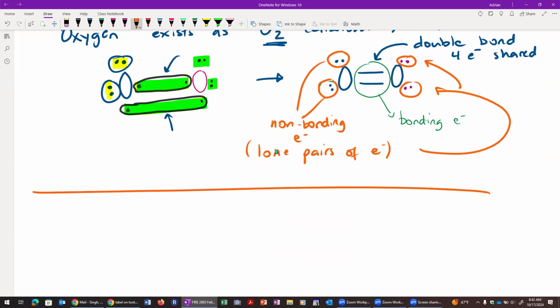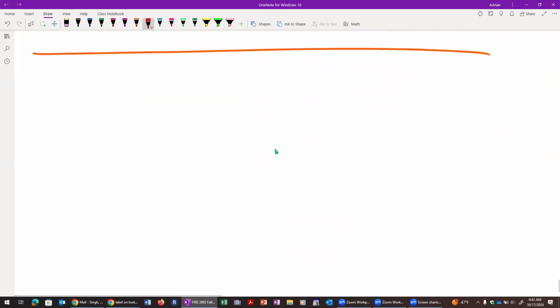Let's take a look at another example. If we have something like nitrogen, again, nitrogen under normal conditions exists as N2, not just N on its own. So it's also diatomic, and we can rationalize now why that's the case. Nitrogen is in group 5, so it's got 1, 2, 3, 4, 5 valence electrons. I have another nitrogen over here, also with 1, 2, 3, 4, 5. Each of these wants 3 more.